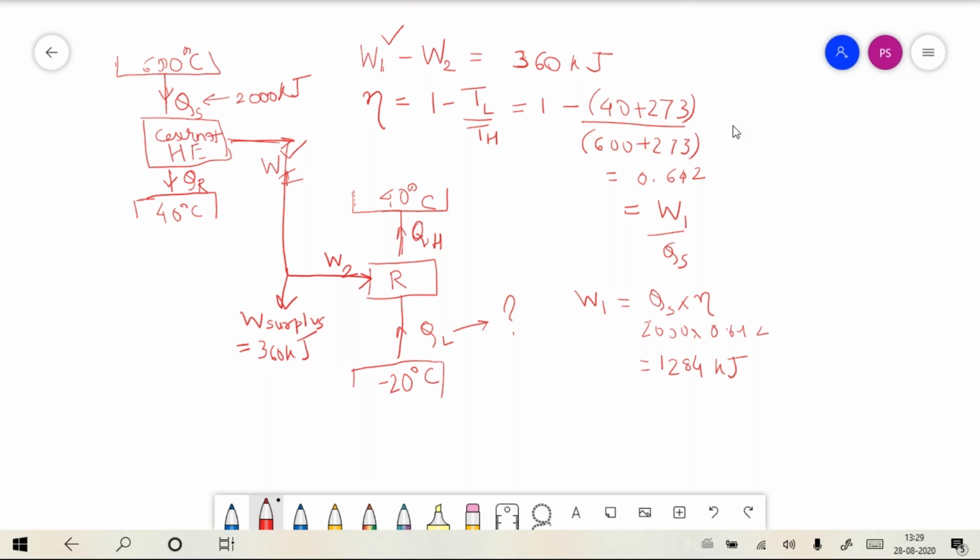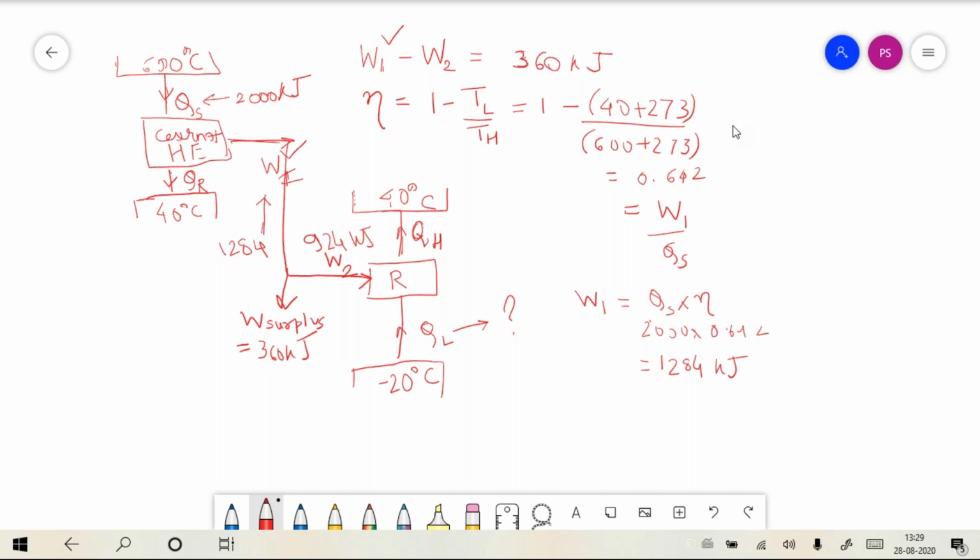Okay, so look at this now. So you are following, some of the students at least. To find W2, it is W1 minus 360. So 1284 minus 360 comes to 924 kilojoules, because we have found W1 as 1284.